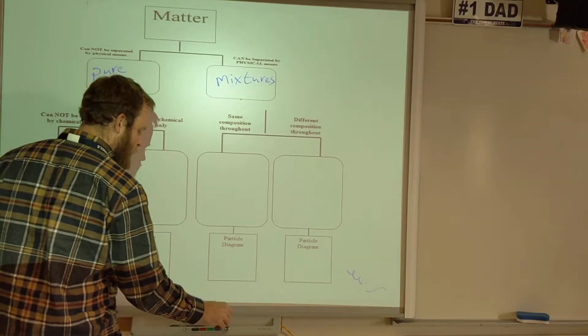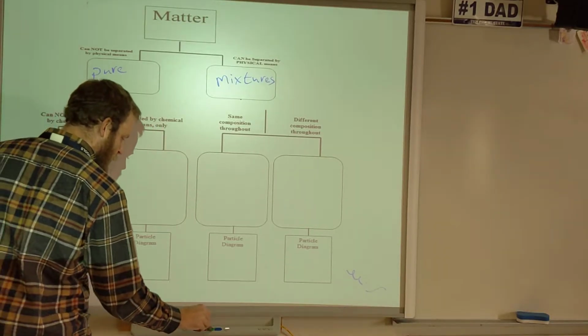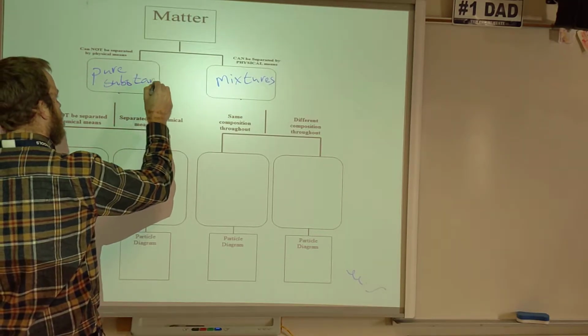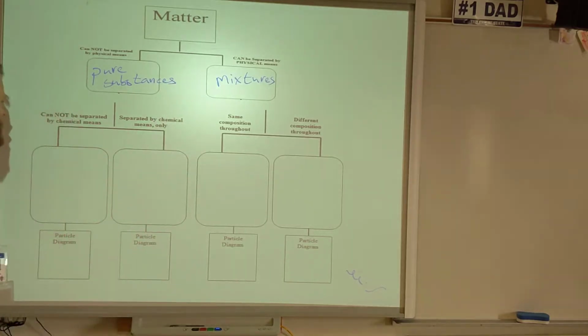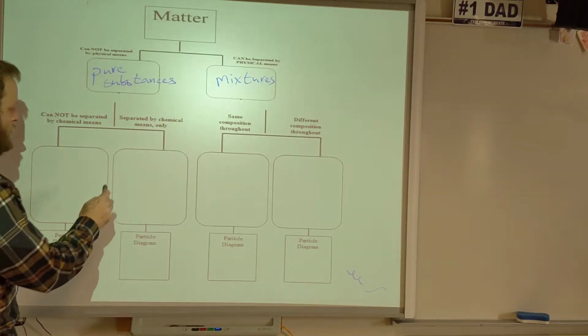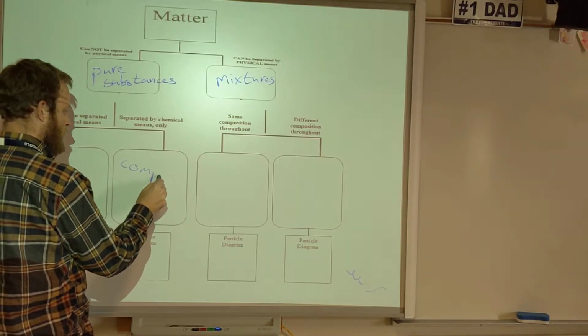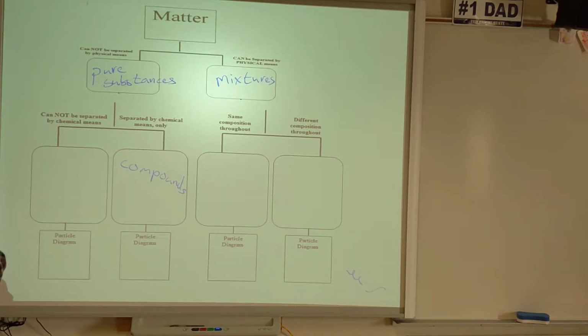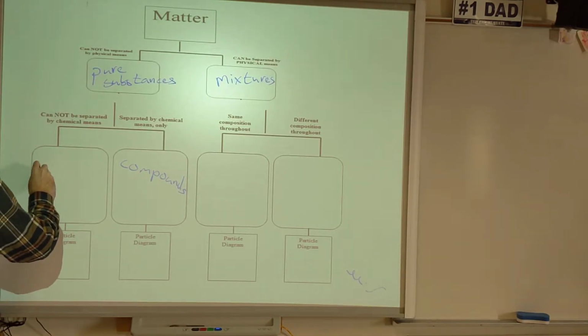Or sorry, pure substances, not compounds. You'll figure out why in a second. Pure substances. Okay, great. Then, if we can separate them by chemical means, these are called compounds. And if we can't separate them by chemical means, these are called elements.